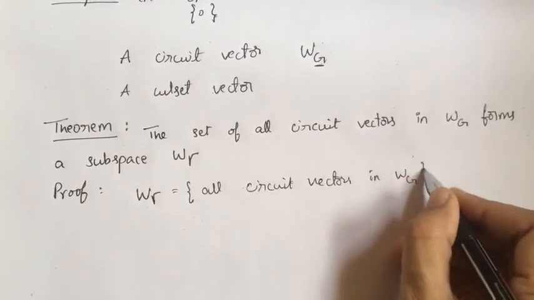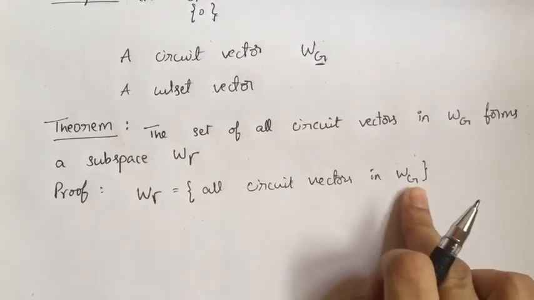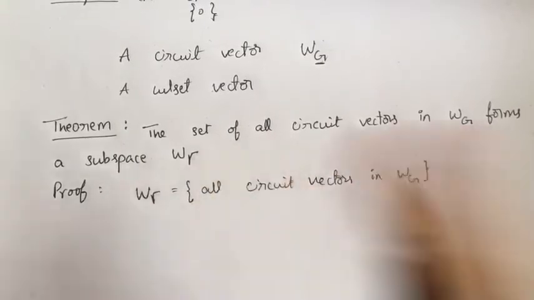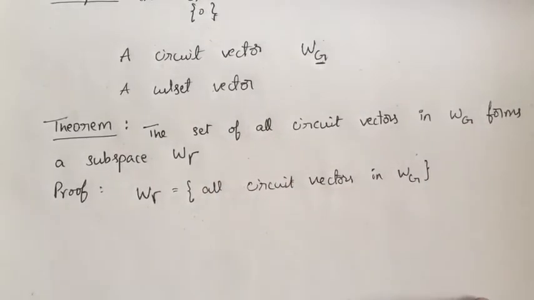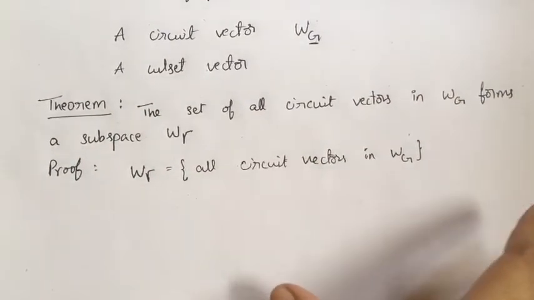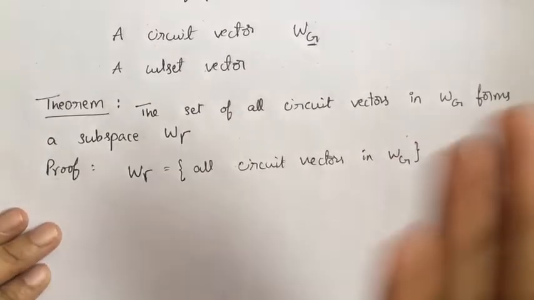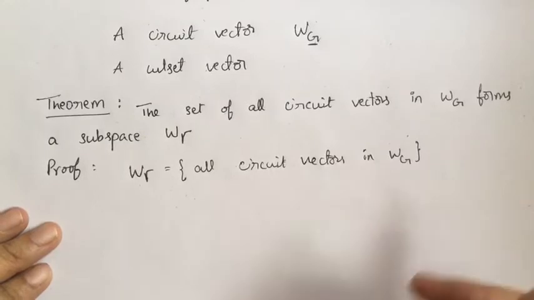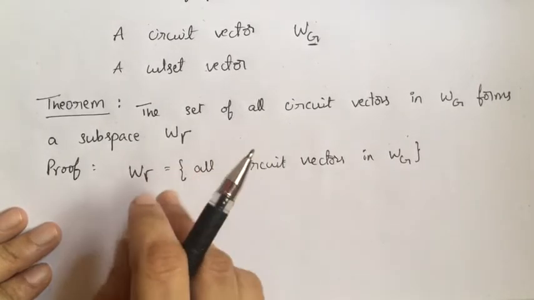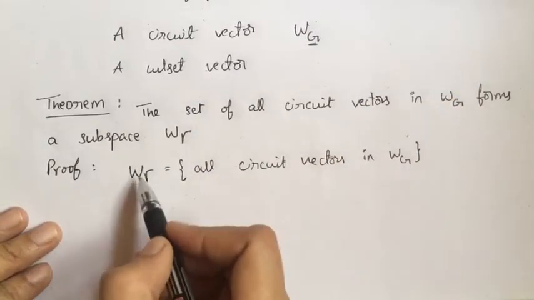In the vector space WG, the linear combination of two vectors corresponds to the ring sum of the corresponding subgraphs in G, which we have done already. But the ring sum of two circuits is either a circuit or an edge disjoint union of circuits. Hence, the linear combination of two circuit vectors is also a circuit vector, and hence it is in W gamma.